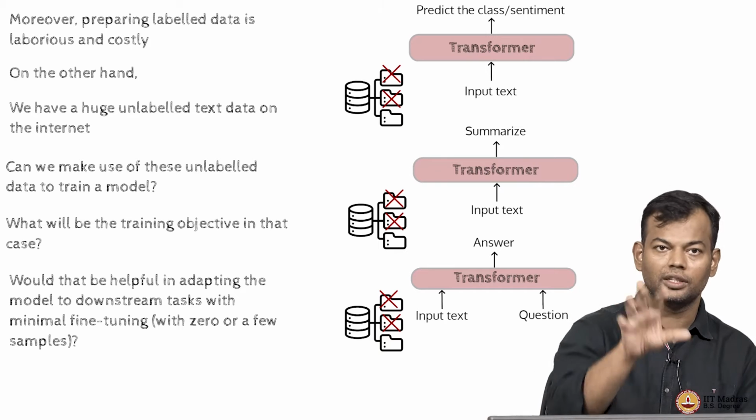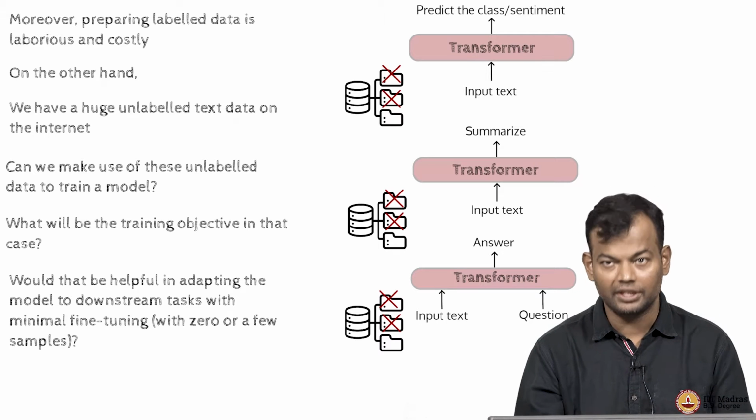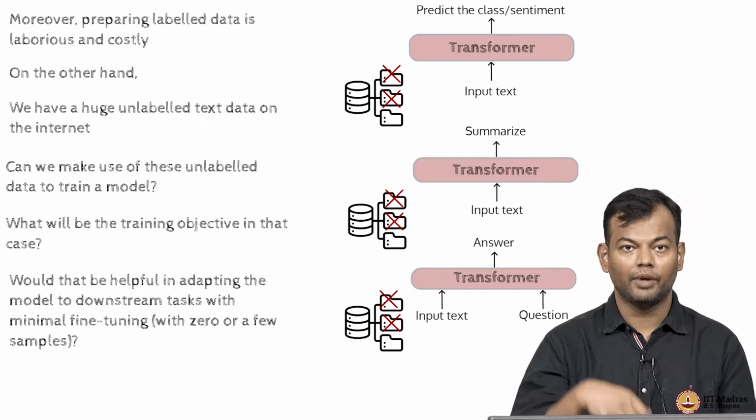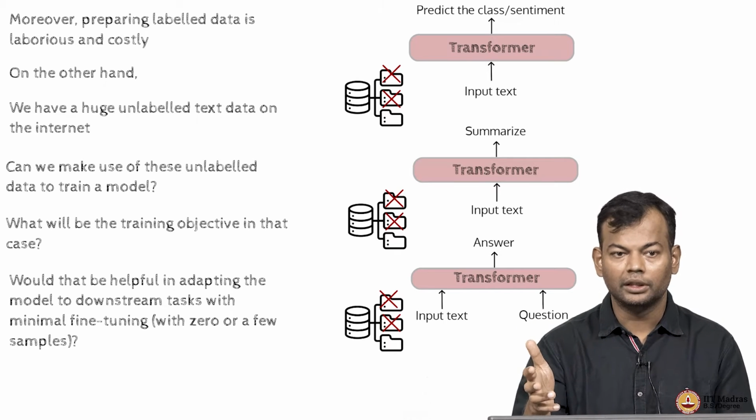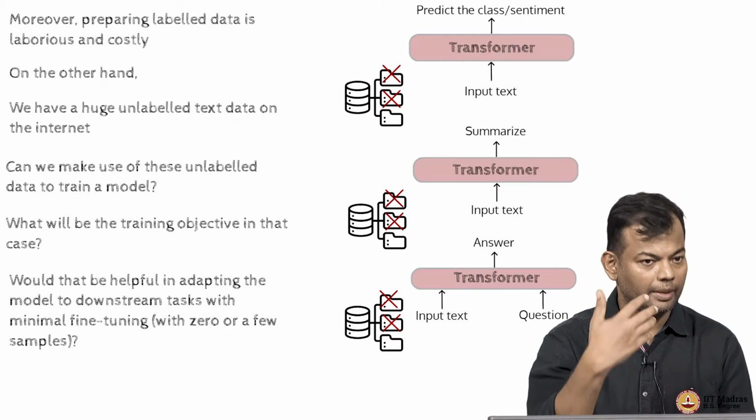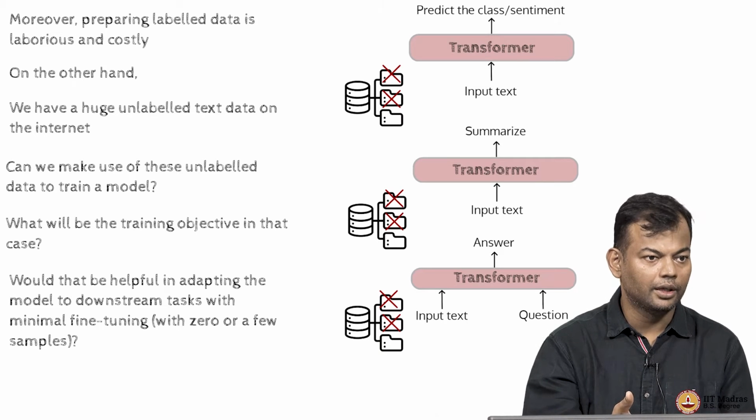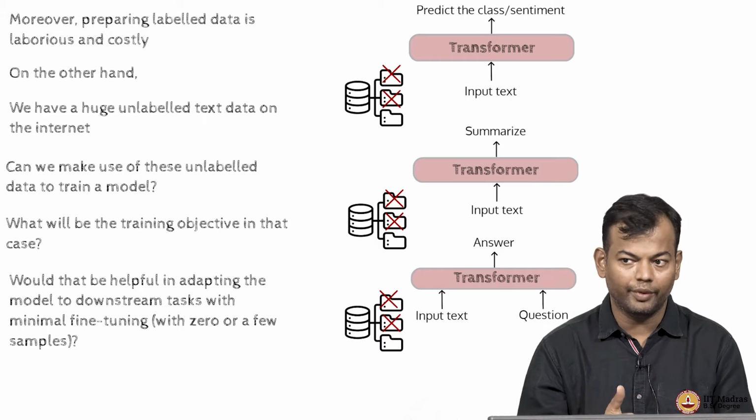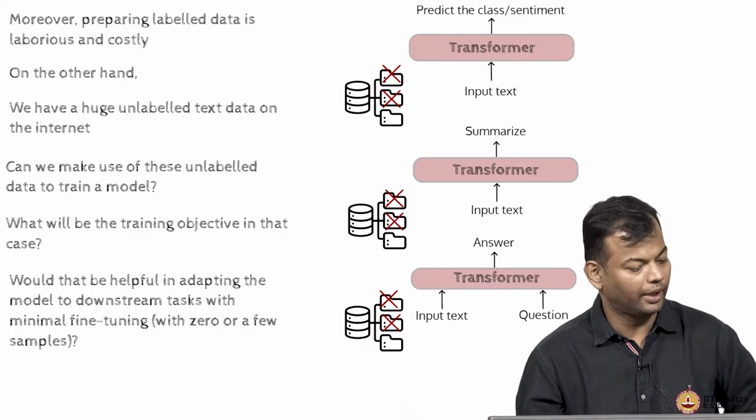So now if I'm asking you to use unlabeled data, first I have to tell you how to use it. That's the first question, what will the training objective be? And once you go down that path, does it really reduce the amount of data required for subsequent tasks? So these are the two questions that we need to understand. Are the questions clear to everyone? Is that making sense? Okay, good.